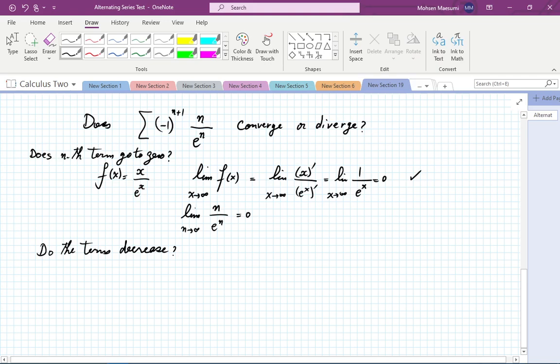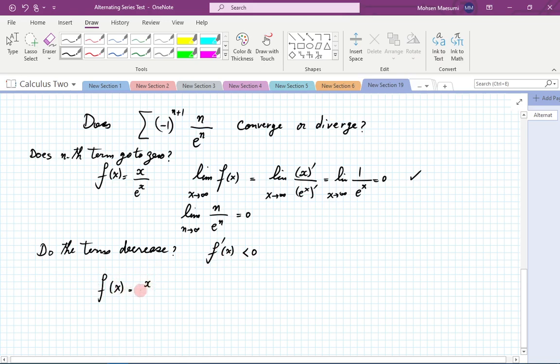Like if after x equal to 5 it was decreasing, it's okay, or if after x equal to 10 it was decreasing. That's all we need, is that after some point the function becomes decreasing. So how do we establish that? The way to establish that is to show that the derivative of this function is negative. Is it? So let's go ahead, take this function.